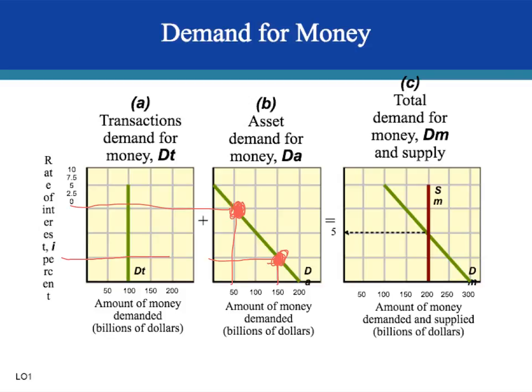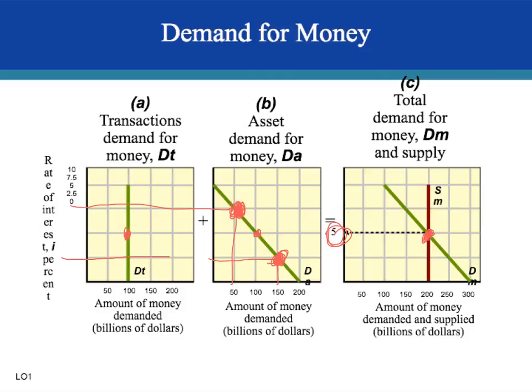And then the total demand for money is the sum of transactions demand for money plus asset demand for money, and then the interest rate is determined by where the supply intersects the demand curve. So you can see at 5% interest over here, transactions demand for money is $100 billion. And then asset demand for money is another $100 billion. So we have $200 billion over here, and that's where supply of money intersects. And that determines the equilibrium interest rate, where supply of money intersects demand for money.